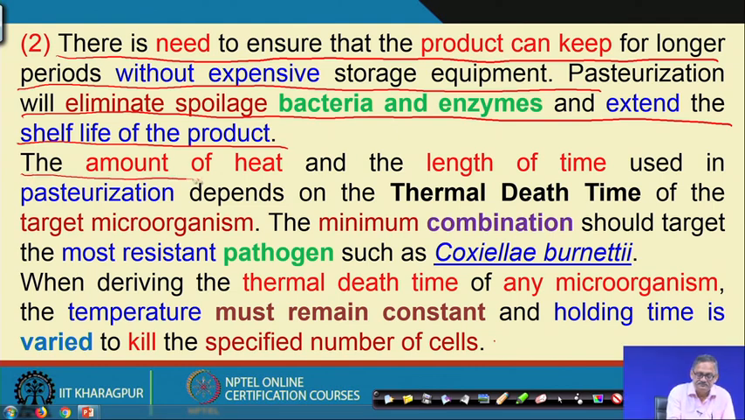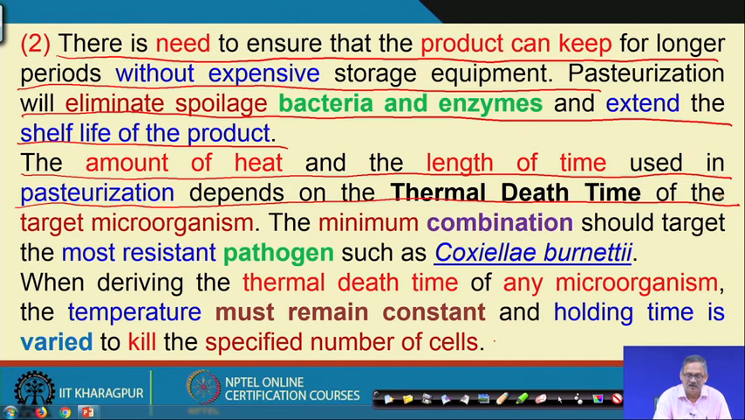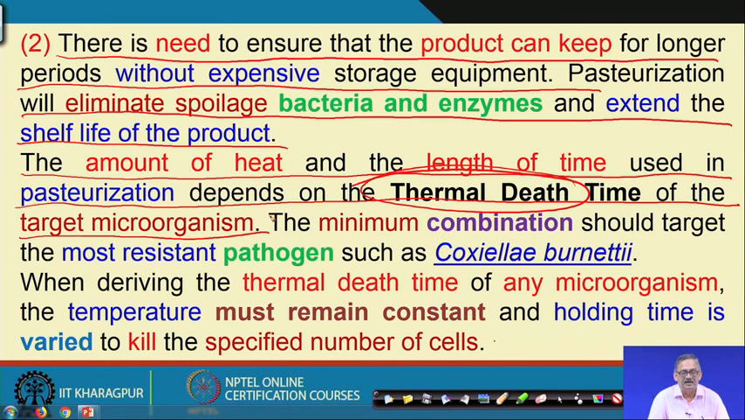Then the amount of heat and length of time used in pasteurization depends on the thermal death time of the target organisms. Another thing which we have come across is the thermal death time, right. So, how much heat you need for a given quantum of the milk, how much you need to heat, that depends on the thermal death time, right. So, the thermal death time of the target microorganisms: you have already targeted what microorganism you want to make sure is no longer there after pasteurization, and for that you are supposed to look into the thermal death time of that organism. That will tell you how much heat has to be supplied.